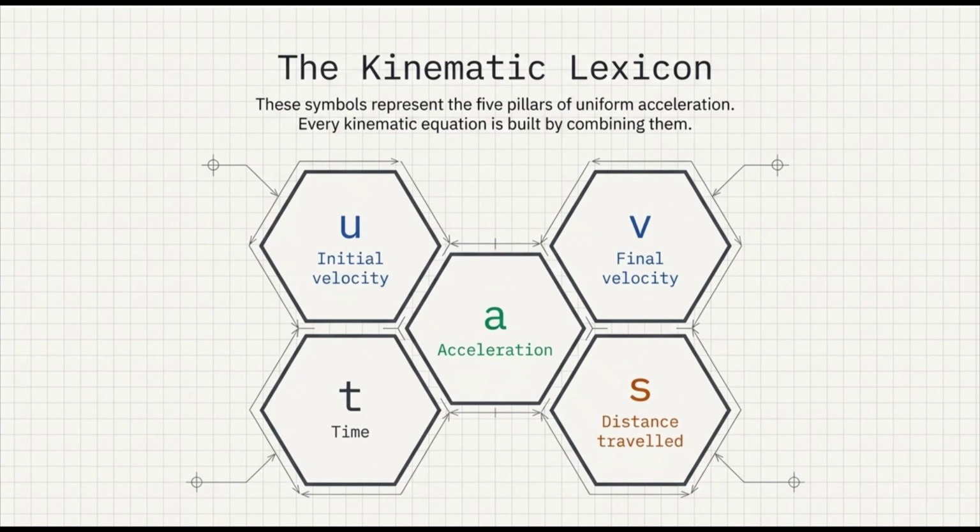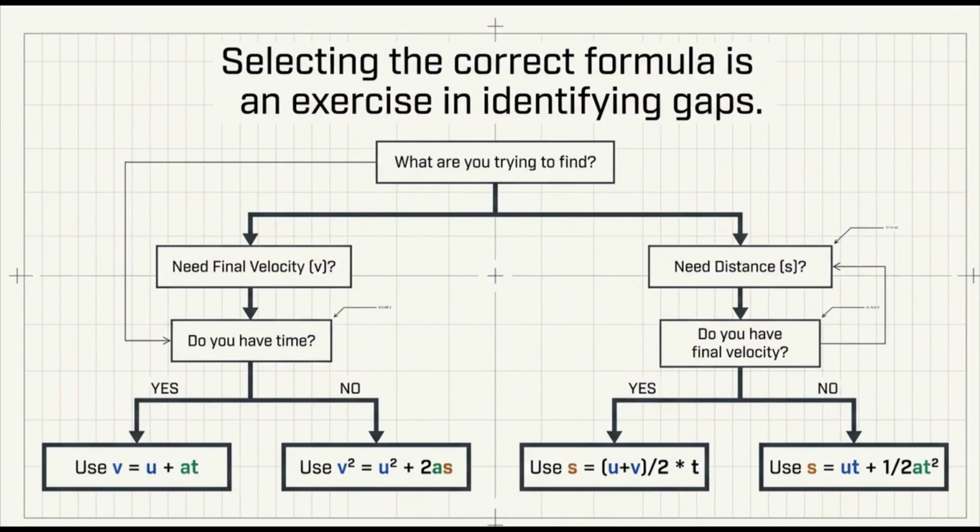When solving a problem, the first step is always identifying which variables are known and which variable must be found. Now let's see how to identify the correct formula. Students often struggle because they use the wrong equation. So the flowchart provides a systematic method. We have to identify what we are trying to find. If we need final velocity, we use this method, and if we need to find distance, the method is different.